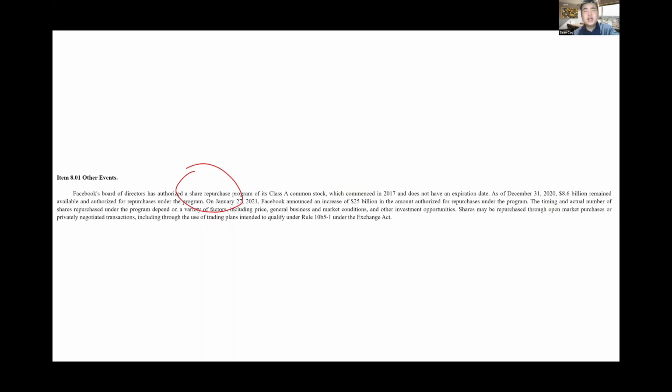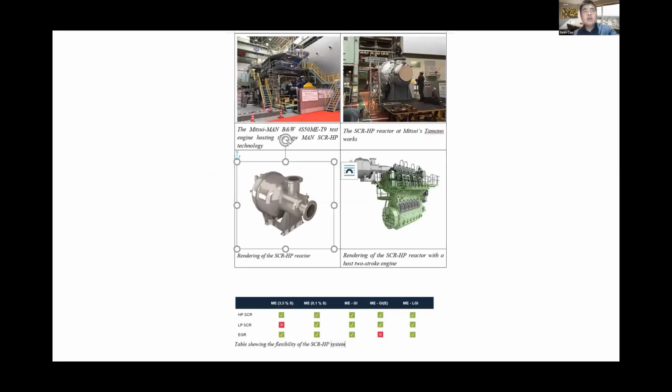So like I said, a lot of news, a lot of different types of news. Item 8.01 you can analyze for investors and managers. And then this is another type of news we are talking about today. The company also will talk about the product, the future product.